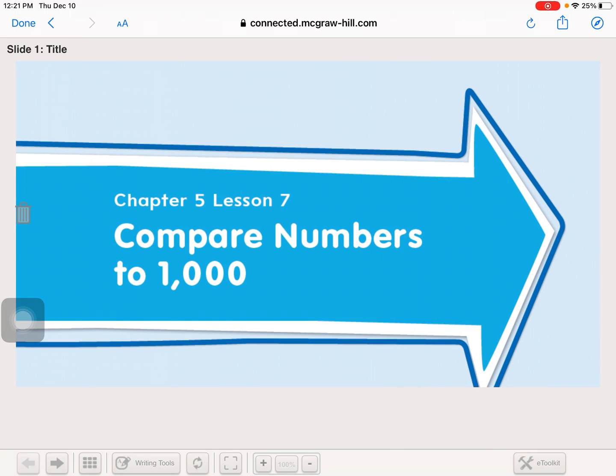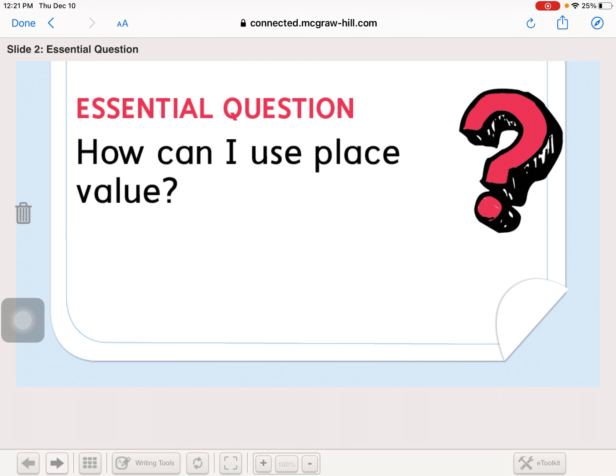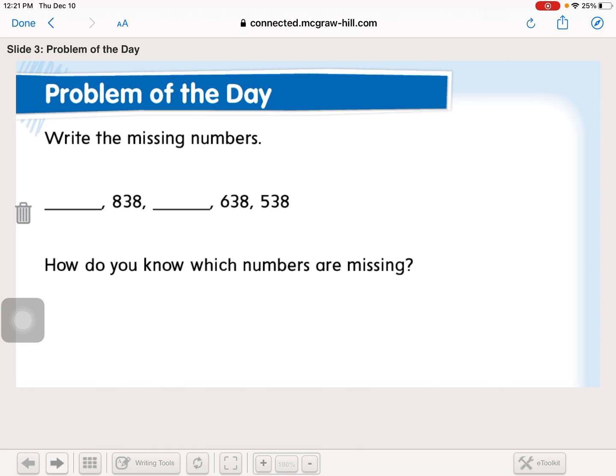Today we're going to compare numbers to 1,000. In first grade you learned about comparing to the tens, and we looked at comparing to the hundreds, but today we're going to look all the way up to 1,000 using that alligator greater than, less than, or equal to sign. And we need to use place value to help us to determine which numbers are greater than or less than. So here's our problem of the day.